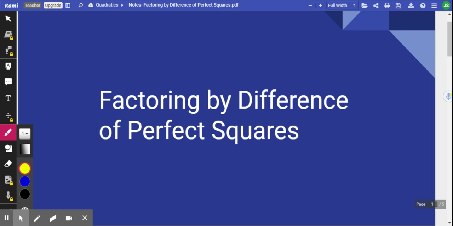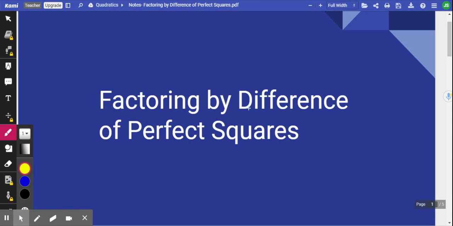Okay, guys, so we're going to look at our last type of factoring that we're going to deal with this year, and it is factoring by a difference of perfect squares. And you guys have actually looked at one of these before. It was on an assignment from last week, and we're just going to go through it a little differently. There's a little shortcut that we can take.